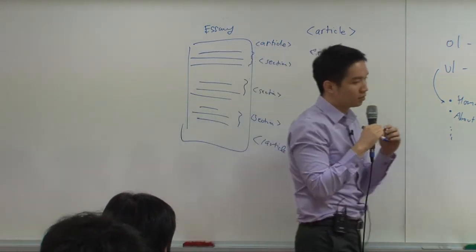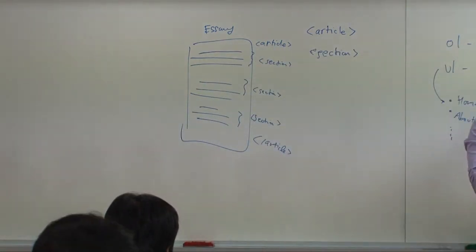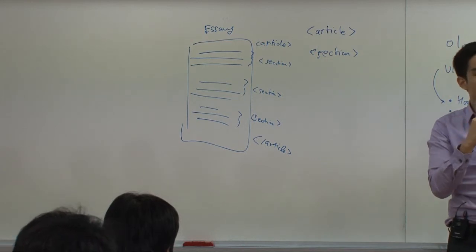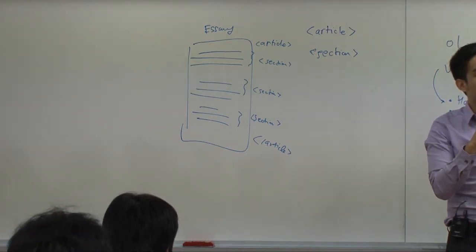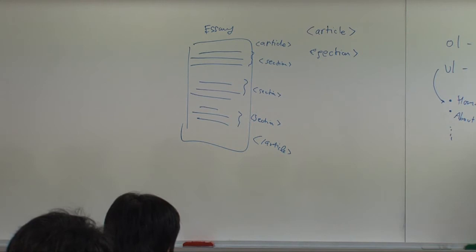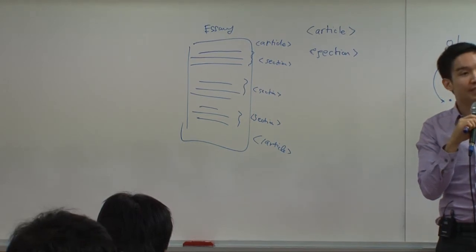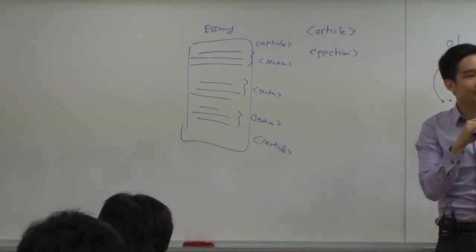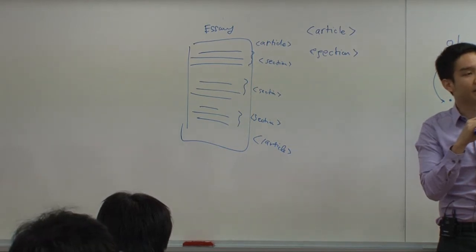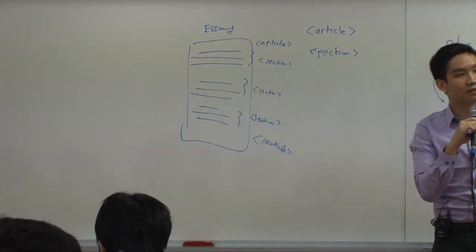So really, article and section are there just to mark up the meaning, right? And the only difference between them is that article should be able to stand alone by itself, whereas section supplements the main text, the main article.